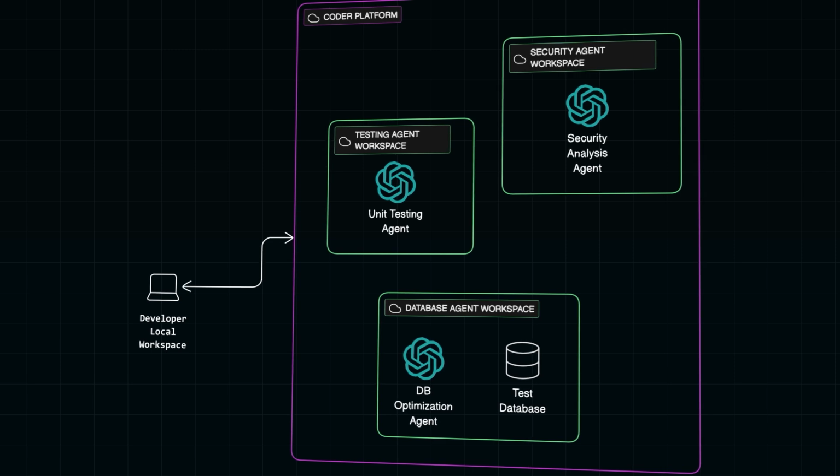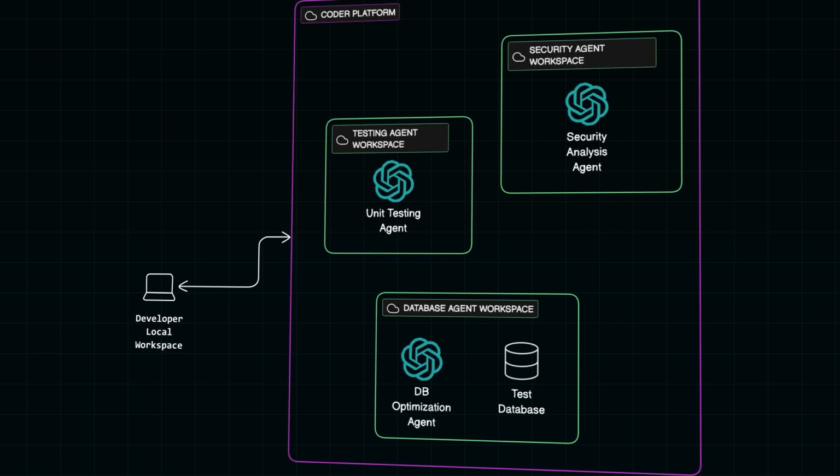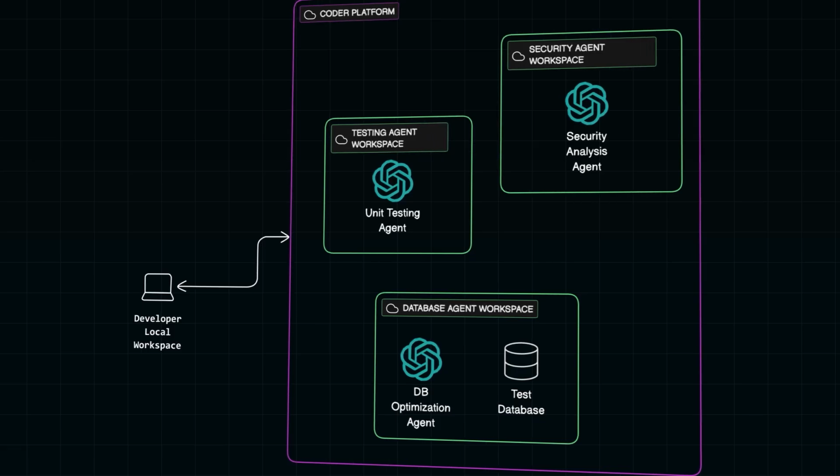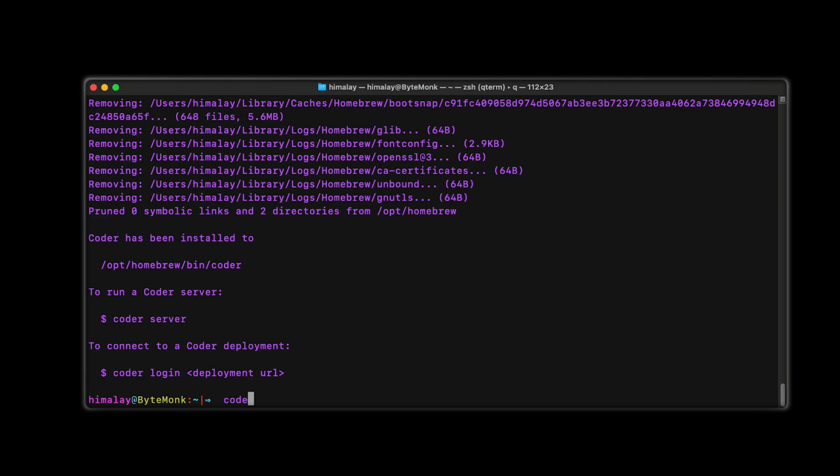This is available today and it's open source. Coder's Community Edition is completely free and you can self-host it on any infrastructure you want. Let me show you what this actually looks like in practice.